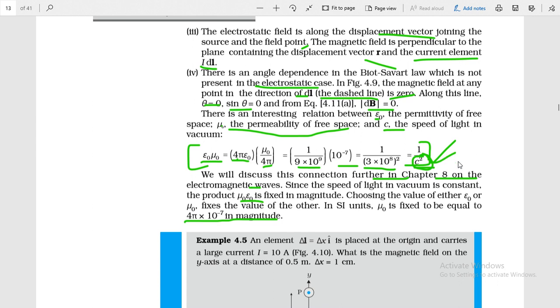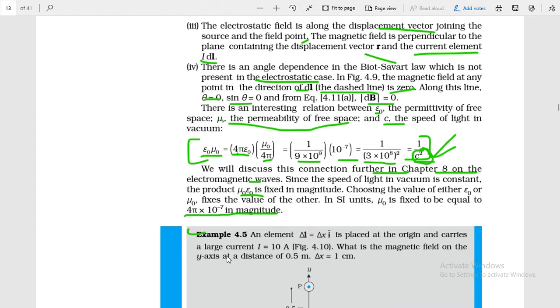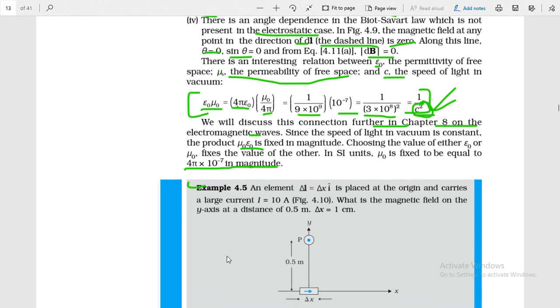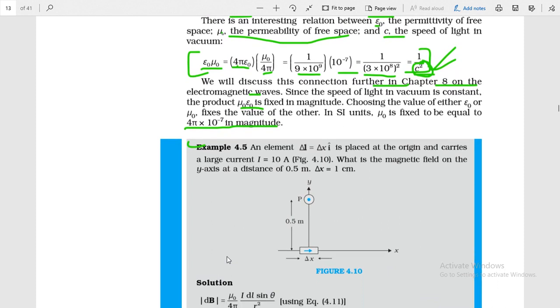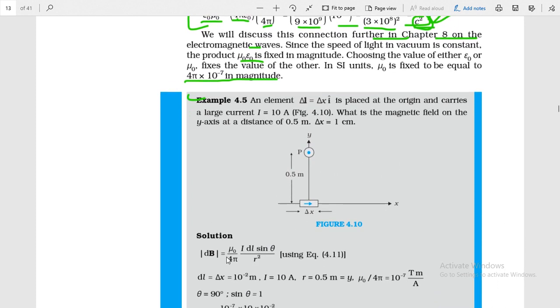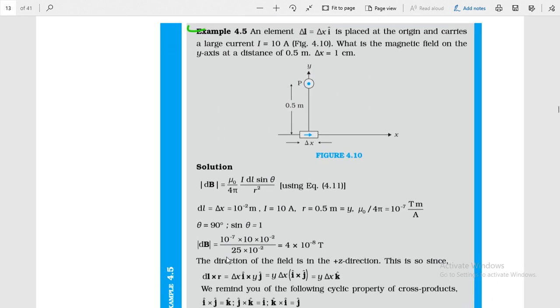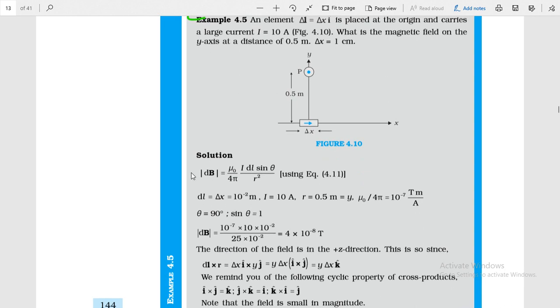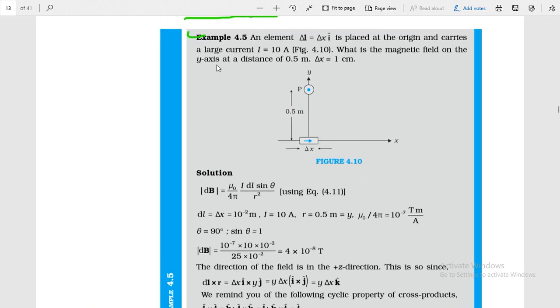Now, if we understand this concept, we are able to solve some questions, and you can see an example is given in your NCERT book. This is the question given, so let us try to understand and solve it. Let's start. First let me read this question.